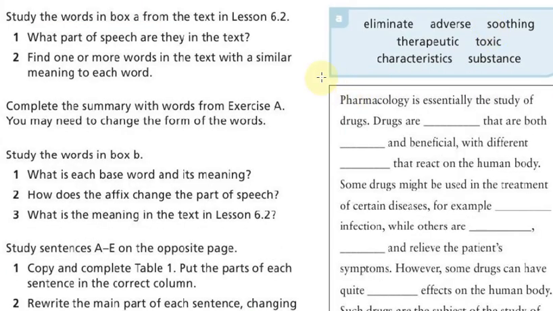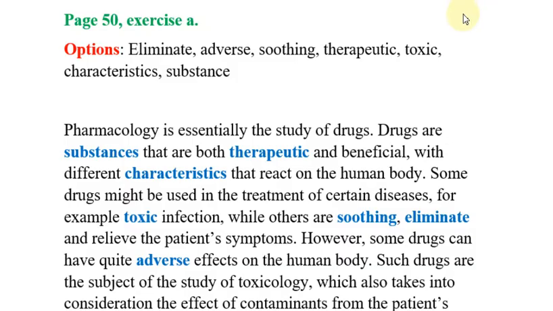Before I work on this exercise, before I show you the answers, you yourself try to find the correct answers. Work on the text, see if you can do it correctly. Now let's get to the answers. Page 50, exercise A. Options: eliminate, adverse, soothing, therapeutic, toxic, characteristics, substance.